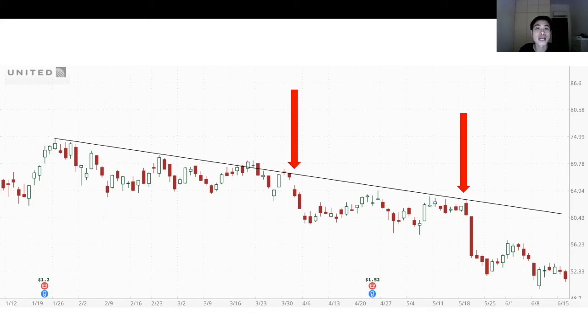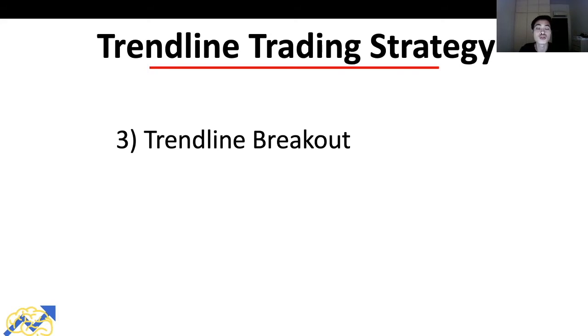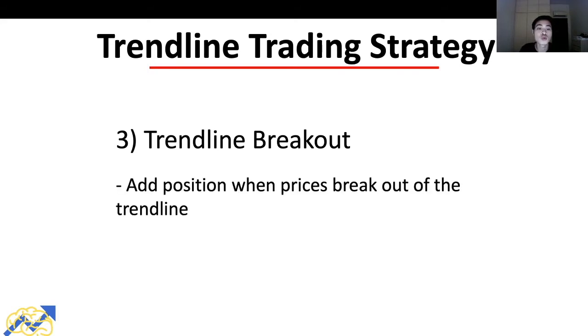That is the second trendline trading strategy for a downtrend. The third trendline trading strategy is to trade the trendline breakout. So we look to add our positions when prices break out of the trend line.